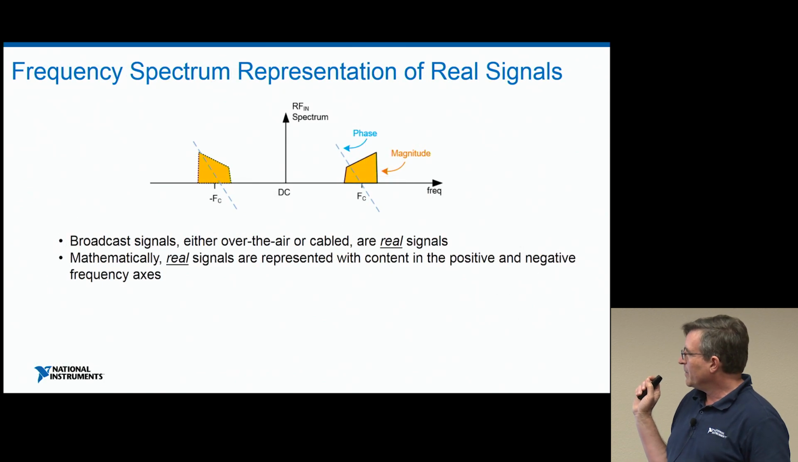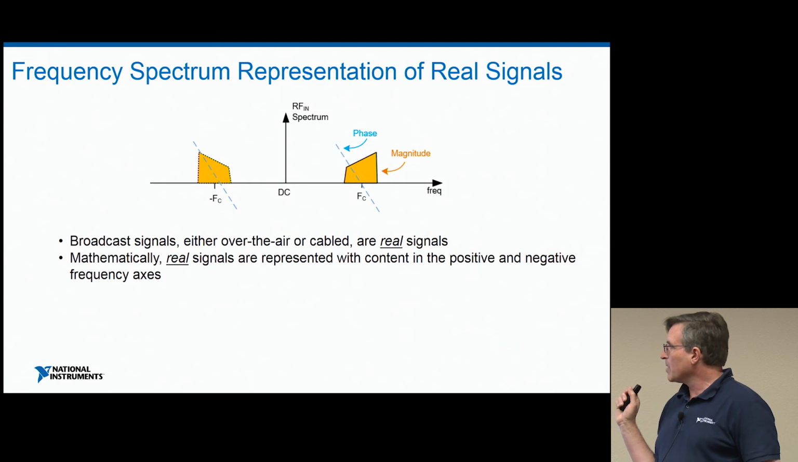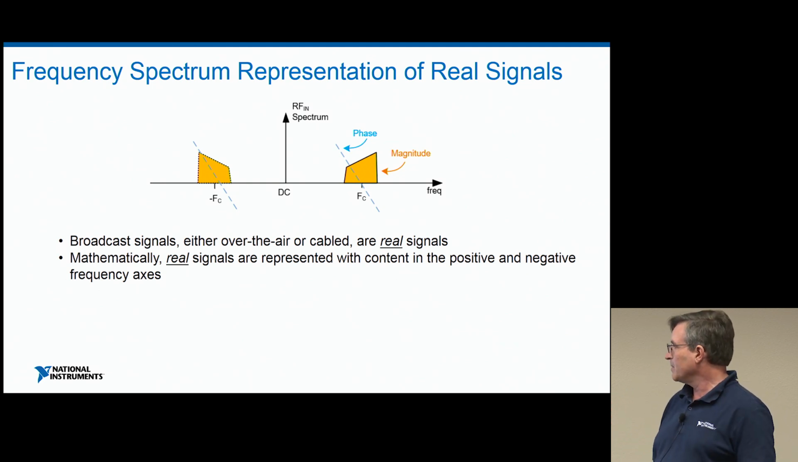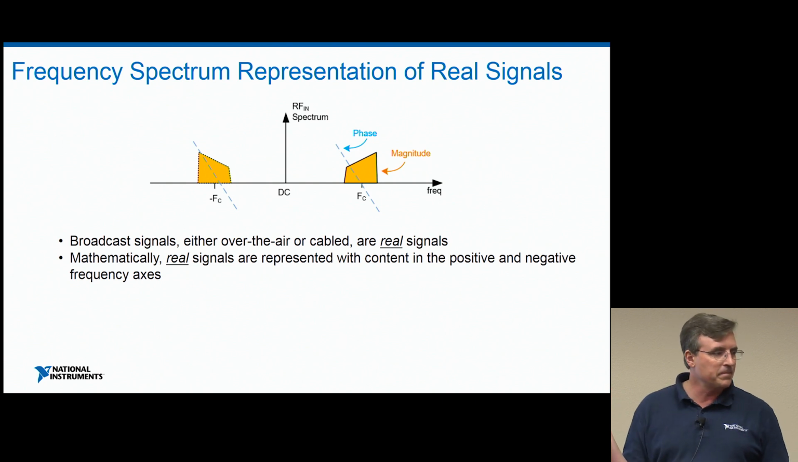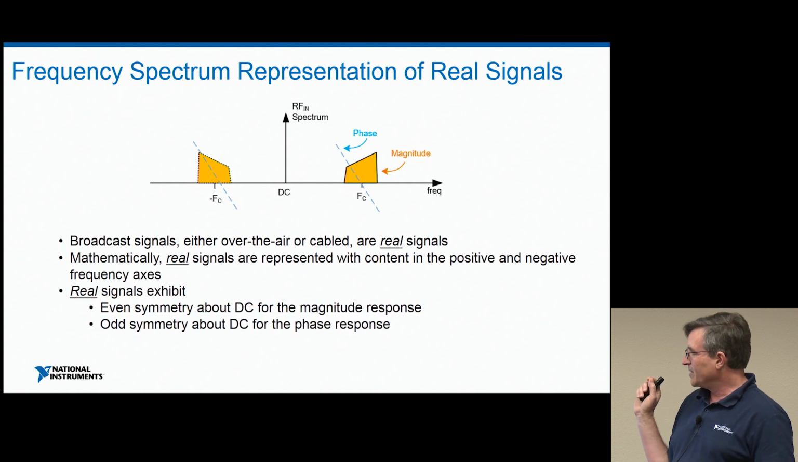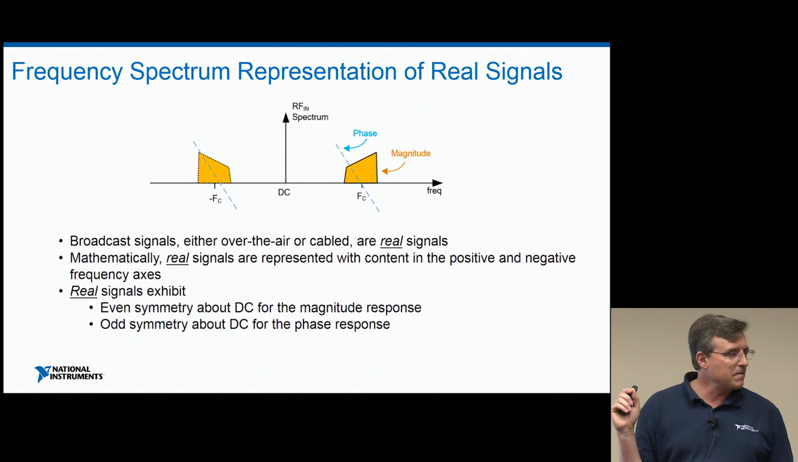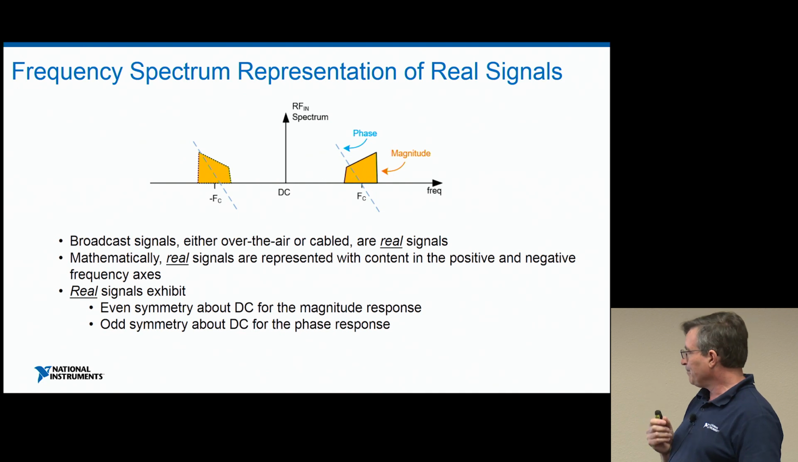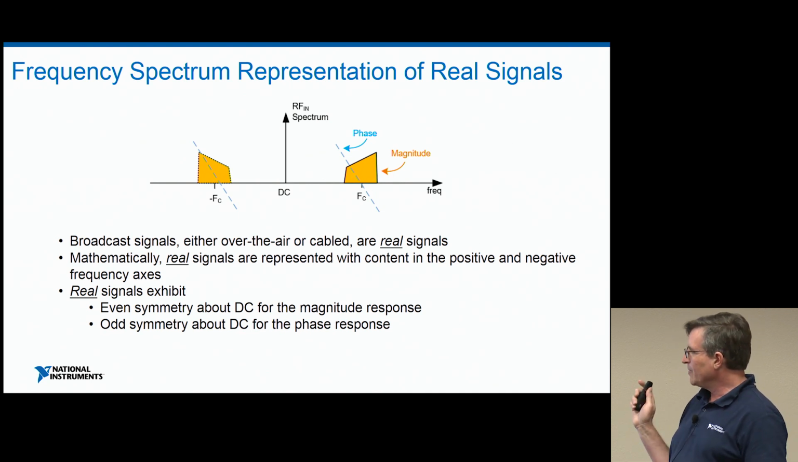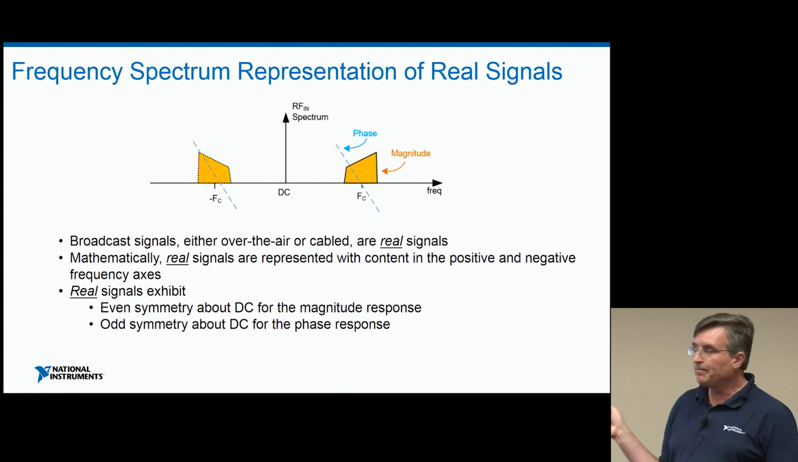And one last one, my refresher, is a representation of a real signal. A real signal is a signal that can be broadcast either over the air or down a cable. And it also has to be represented with negative frequencies. And one of the things that it exhibits is even symmetry for the magnitude and odd symmetry for the phase, as shown on this diagram.